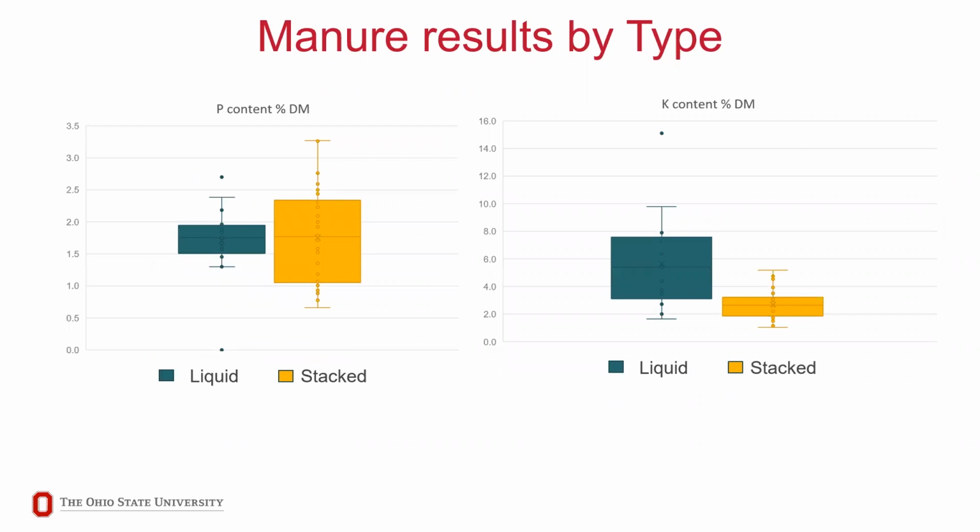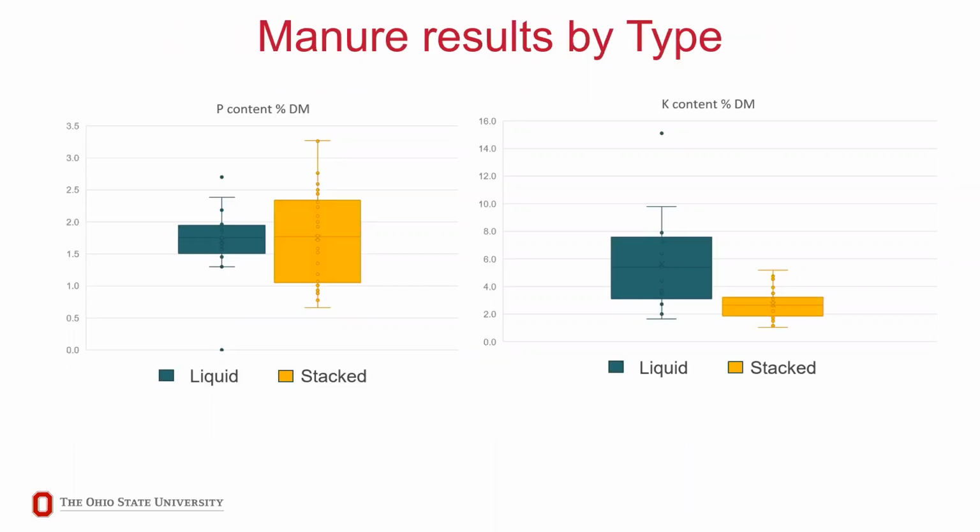And then here we see the different results for phosphorus and potassium. Variability is higher for the stacked manure in phosphorus, and they are kind of the same, although the variability makes it difficult. And then for potassium, we have an outlier all the way over there, which could also be bringing the average a little higher, but there's a little bit lower content in the stacked manure there.